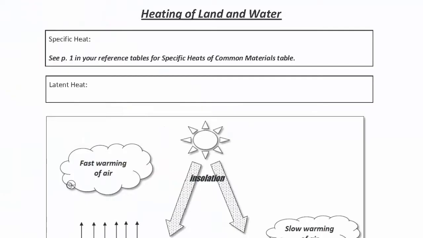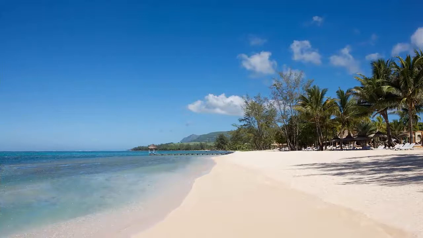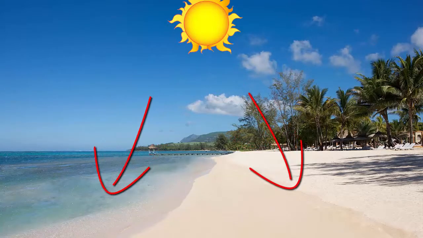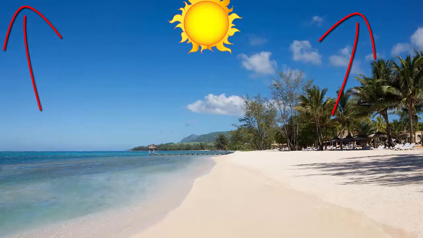Welcome back, everyone. Today we're going to be looking at the heating of land and water and how they affect weather and climate. So I want you to find this page in your notes. Now hopefully you remember from a couple videos ago that the atmosphere is actually heated from the bottom up. We get energy from the sun in the form of sunlight, or insolation, which passes right through the atmosphere, hits the Earth's surface, which then absorbs it and releases it back up into the atmosphere.